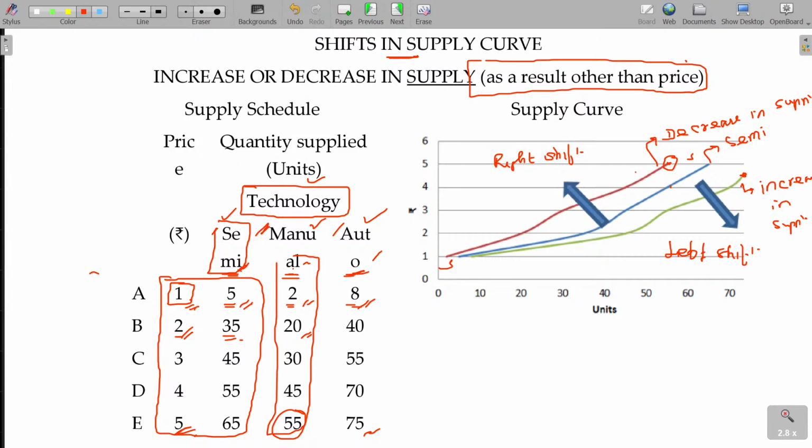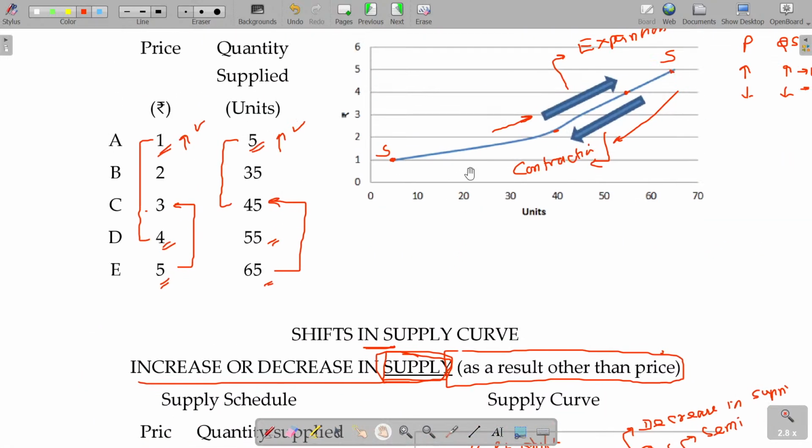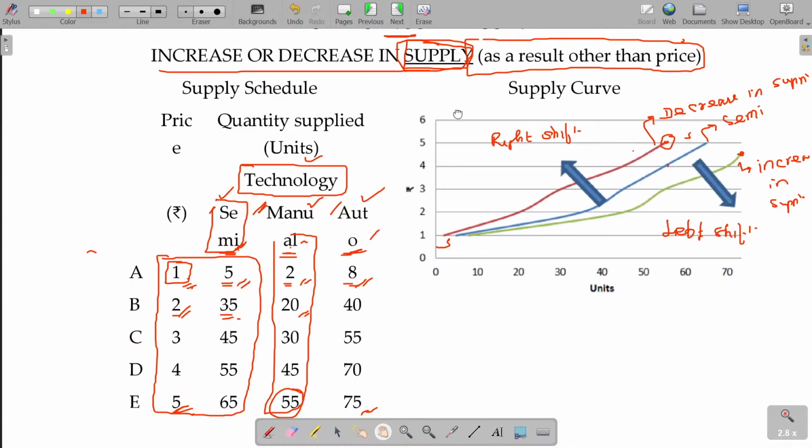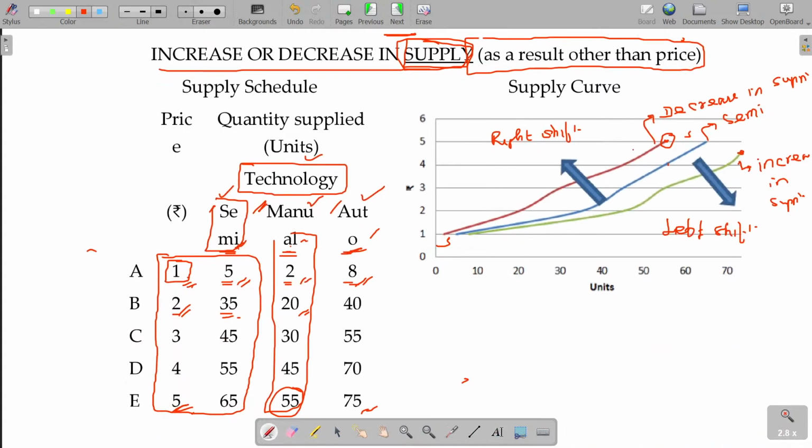As a result of factors other than the price, we name this either an increase or decrease in supply. It's not quantity supplied, it's only supply. In case of price, this will be called quantity supplied, and this will be a movement along the curve, whereas here it is a shift of the curve. So you have to understand the difference between these two. Is that okay? Make note of it.